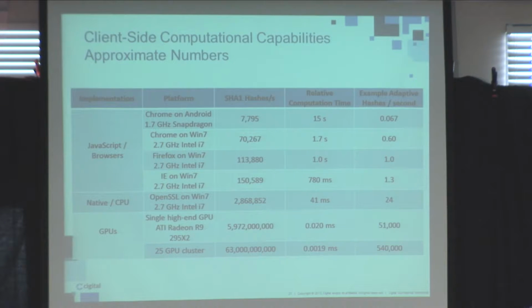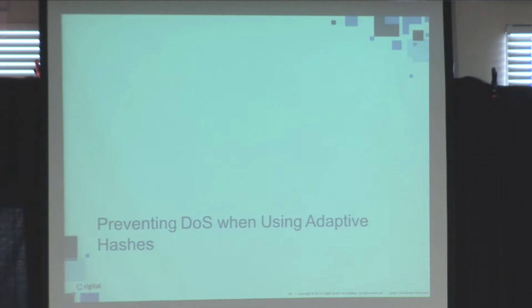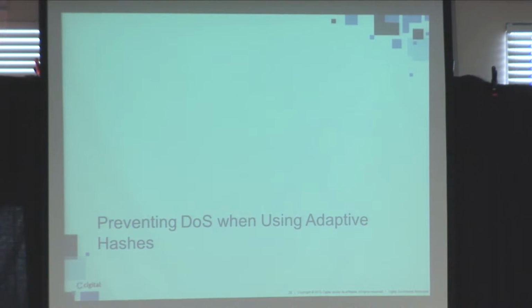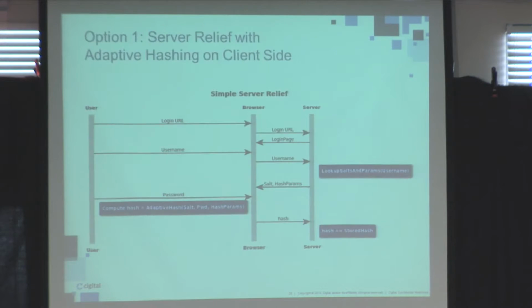So it's not a level playing field, right? So if we say, during the authentication attempt, let's make the browser do all the work, it's going to slow down your users, but it's really not going to slow down the attacker very much. So we can't just blindly do that. So how do we prevent the denial of service attacks when we're using adaptive hashes? How do we make sure that an attacker can't just bring our server down? Well, we're going to take a look at 5 different approaches.